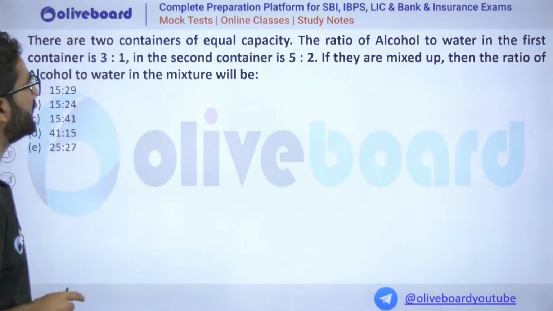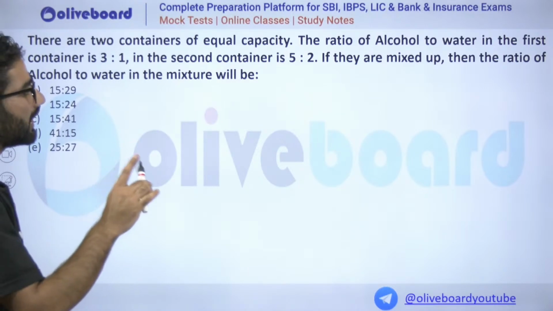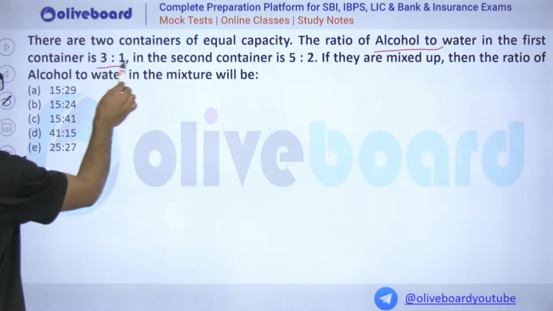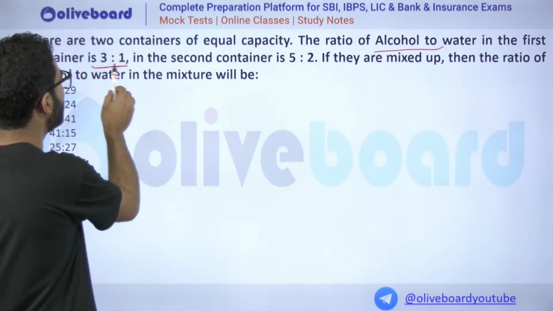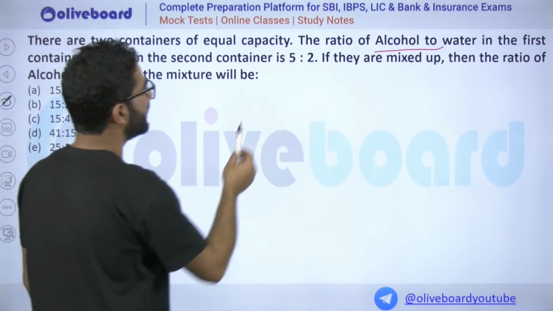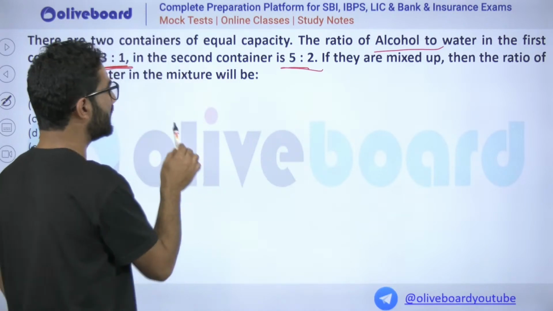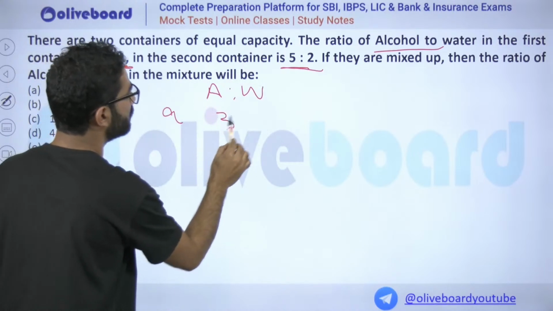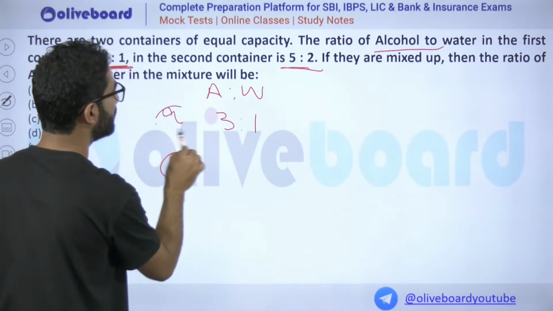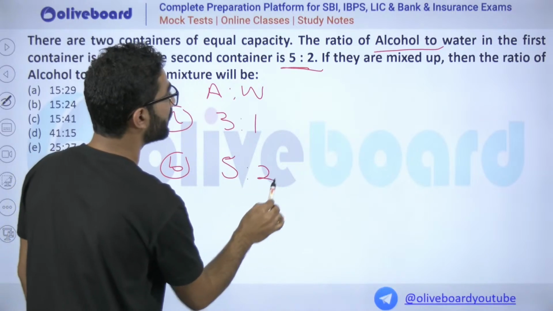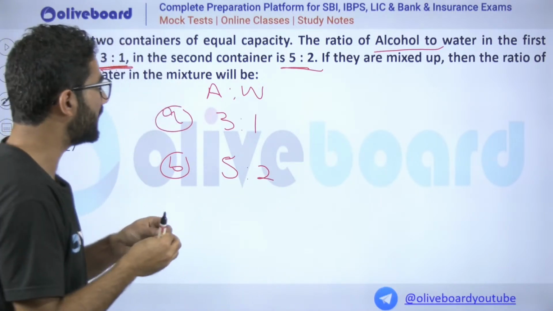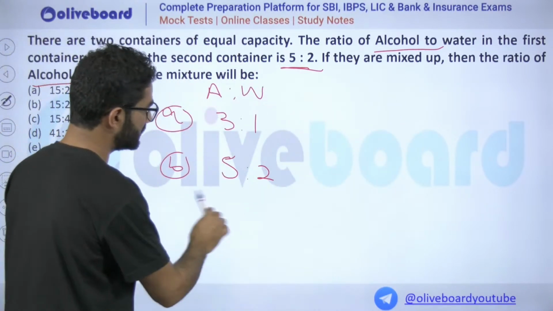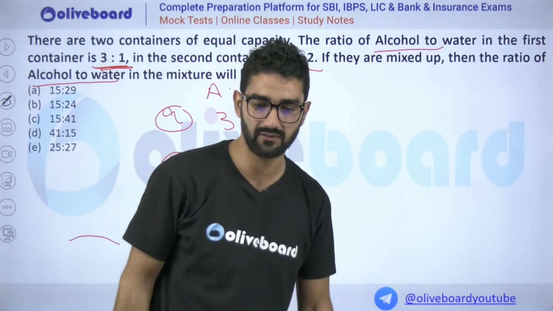There are two containers of equal capacity. The ratio of alcohol to water in the first container is given as 3:1. In container A, the ratio between alcohol and water is 3:1. For container B, the ratio is given as 5:2. Now they are going to be mixed. We have to find the ratio between alcohol and water in the mixture solution. So what could be the strategy for this?